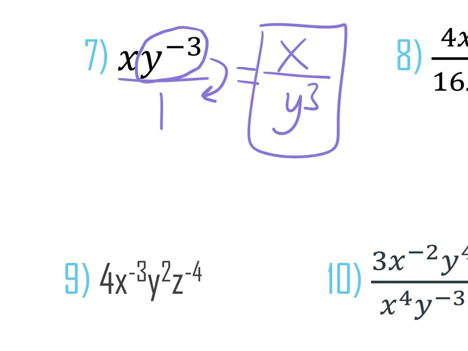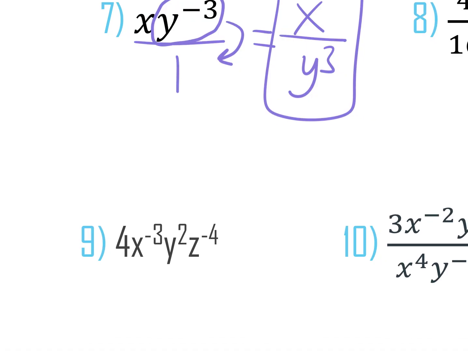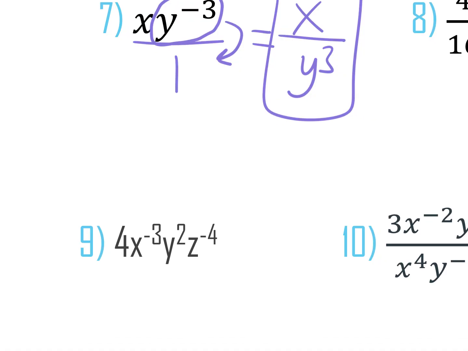All right, let's do 9 now. I'm going to do 8 and 10 together. All right, but let's do 9 now. All right, more things going on, but still the exact same concepts. We're going to take it one at a time. If you look at the 4, is there anything over that 4? No, right? So that's going to stay on top.